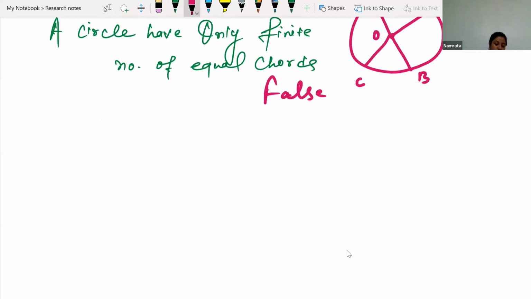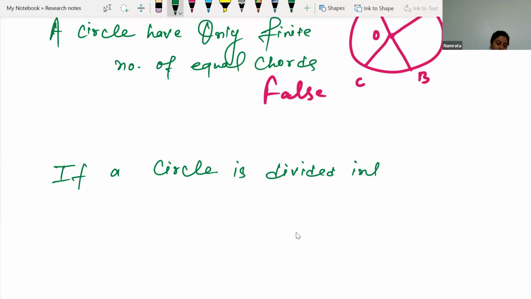Now the next statement says, does anyone have any doubt till here? Is it clear so far to everyone? Yes, yes. If a circle is divided into three equal arcs, each is a major arc.